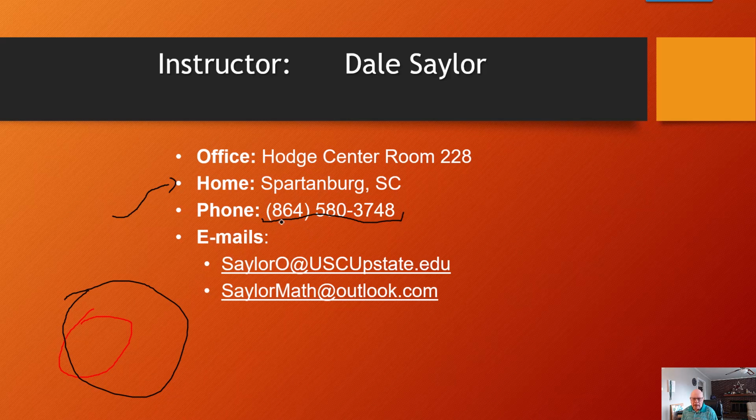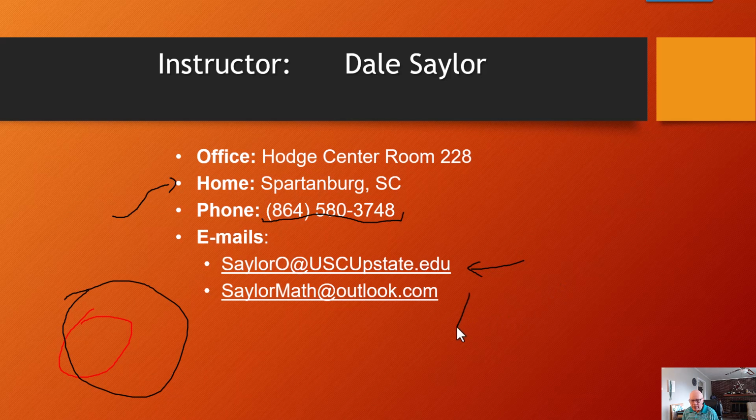However, in case I'm busy or something and can't answer right away, the best bet really is one of these emails. The best bet is because not only do I check them often, but also because I'm able to respond using Outlook and various things that I can do in Microsoft Word. So this is the official one right here, the upstate one. Notice it's Saylor O. Even though my name is Dale Saylor, my first initial is O, I just don't use it, period. So Saylor O at uscupstate.edu.